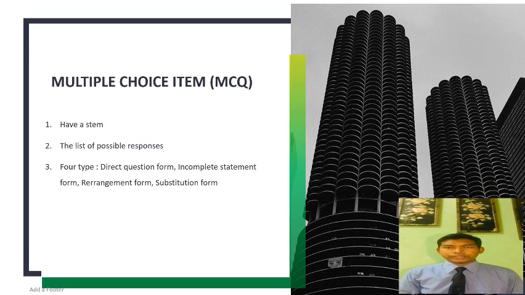For the best measure, we selected a selected response test item. I choose the multiple choice item. A multiple choice item consists of two parts. The first is a question or incomplete statement called the stem. The second is the list of possible responses. Incorrect answers are also known as distractors. There are four types of multiple choice items: direct question form, incomplete statement form, arrangement form, and substitution form.